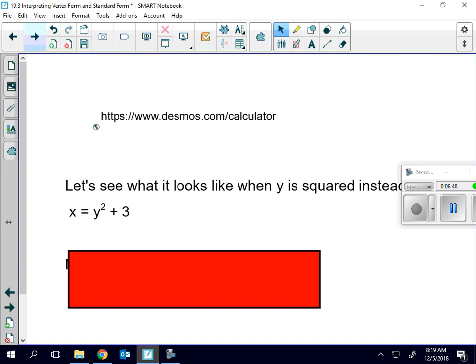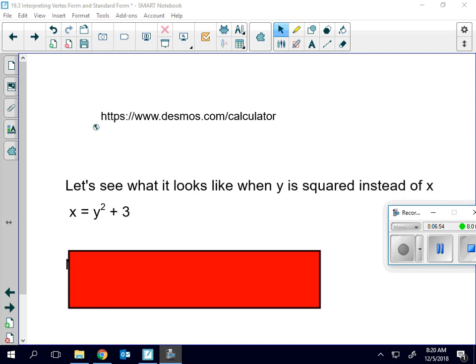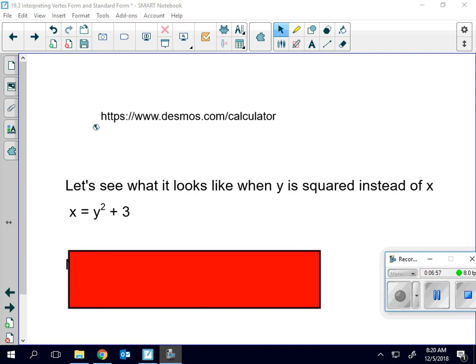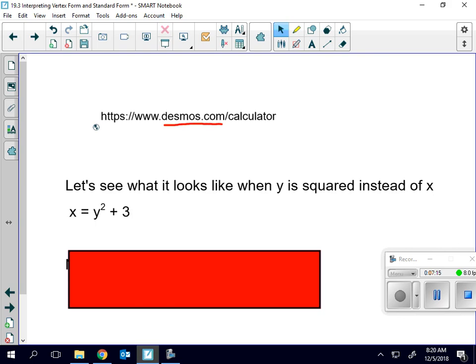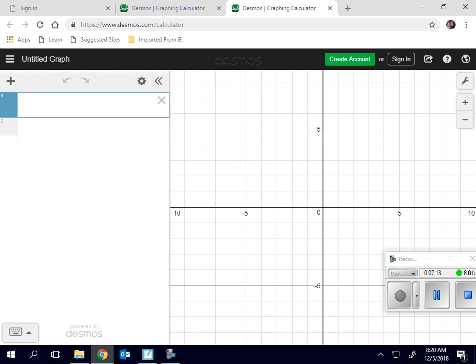Let's go ahead and take a look at a graph when y is squared instead of x. At Desmos.com, you can just type in that part right there, Desmos.com, and it will get you to this website. It's a great website to use to just quickly see things, not for cheating. So we're going to plug in x equals y squared plus 3. I'm going to type that in. X equals y, you use the caret button to do squared, plus 3.